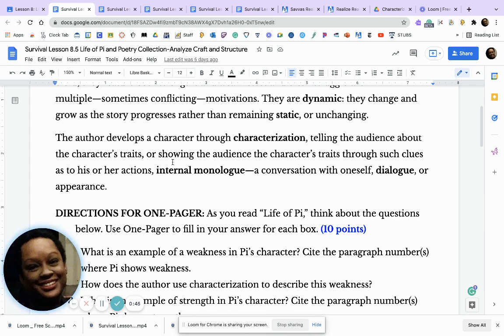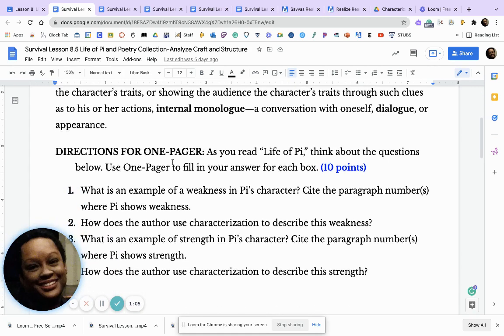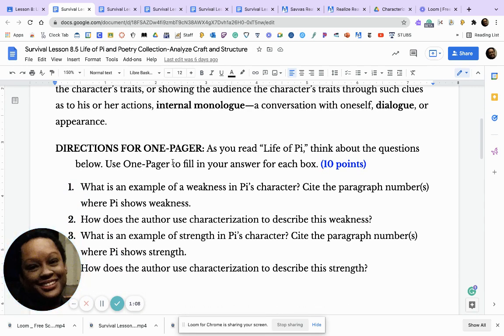Okay, so you have two one-pagers to complete, and each person in this classroom will complete two one-pagers. The one-pager is not a group assignment. Each person will complete the one-pager. Okay? So, directions for one-pager. As you read The Life of Pi, think about the questions below. Use the one-pager to fill in your answer for each box.